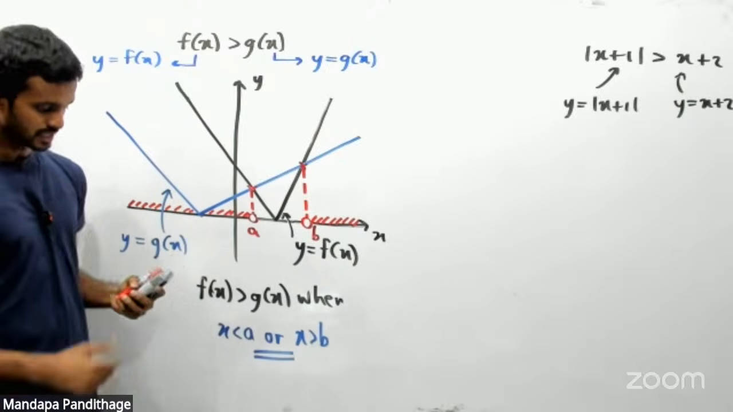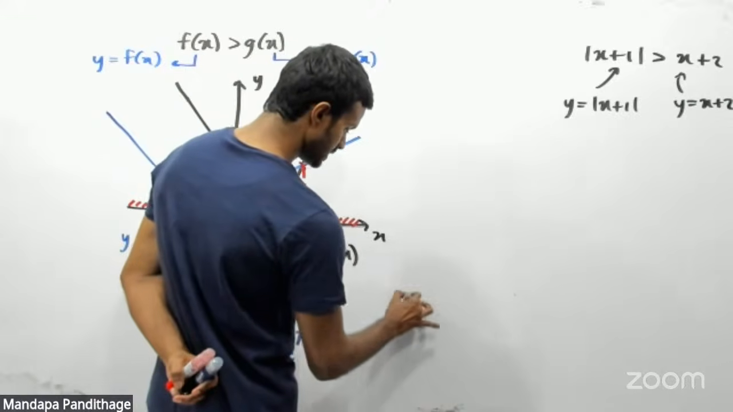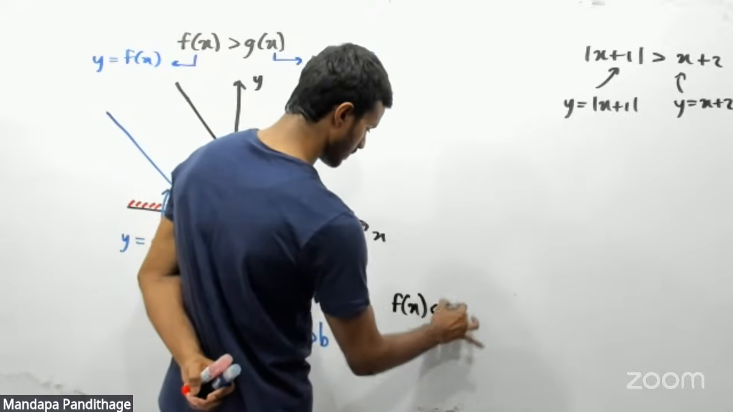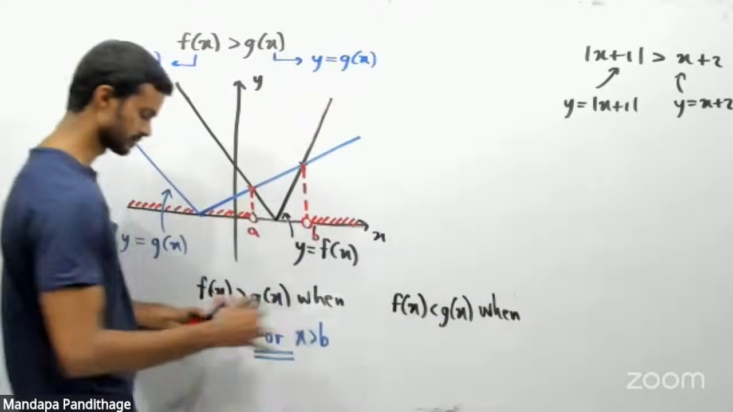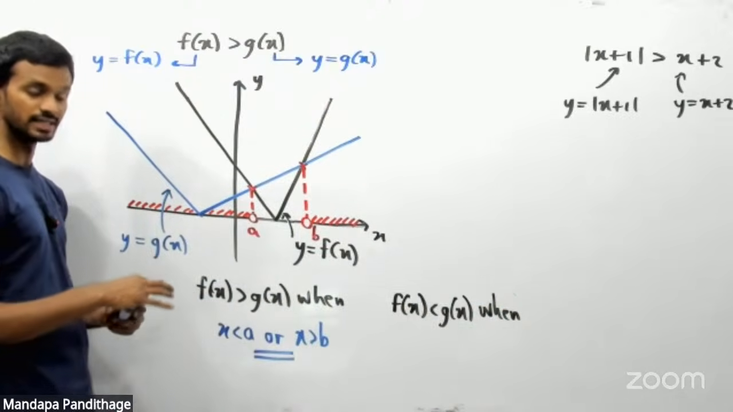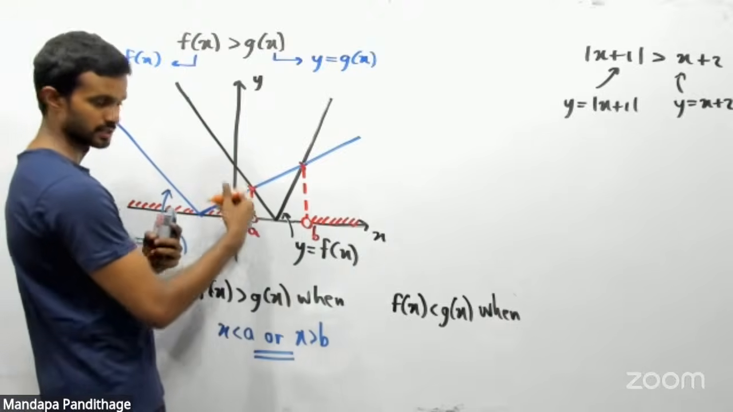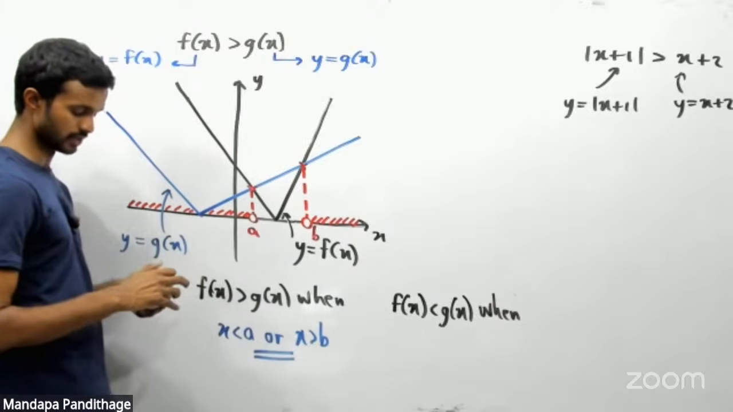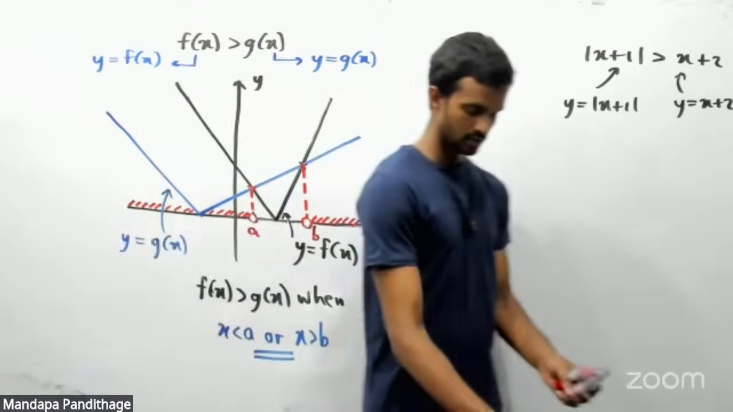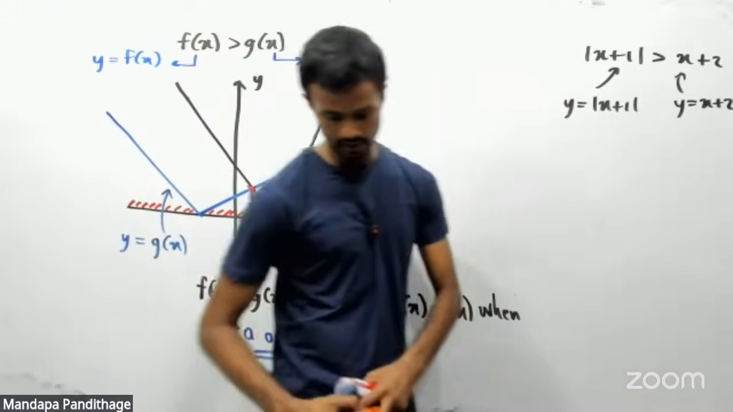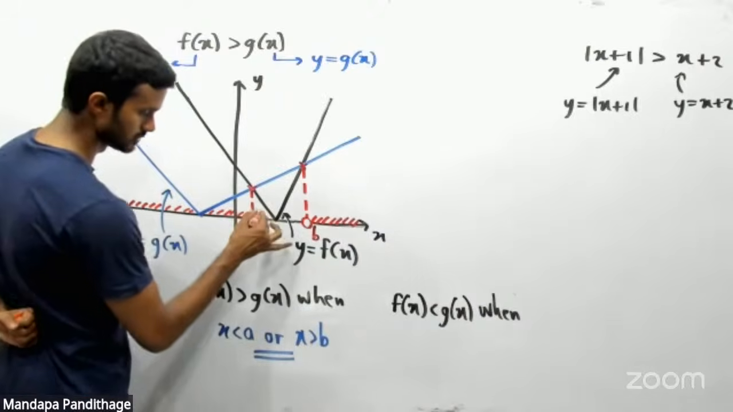Now let's say they're asking this question in the opposite way. Fx is less than gx when? They are asking the region where fx is less than gx, so that means gx is greater. In this region fx is greater, so you can't accept this one. Here gx becomes greater. Now look at this, gx becomes greater in this region.